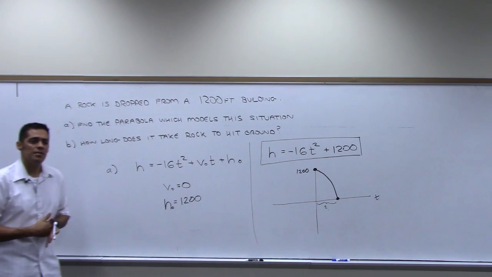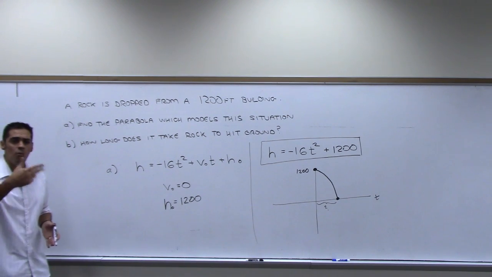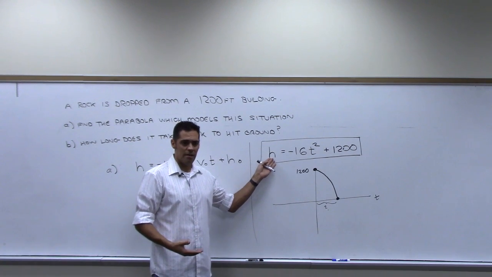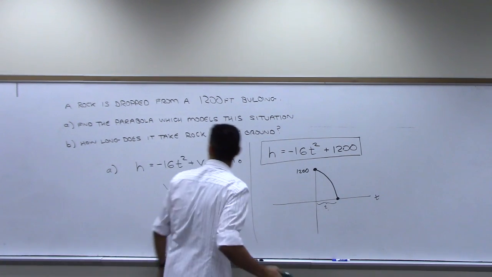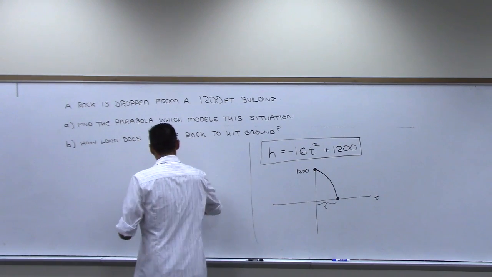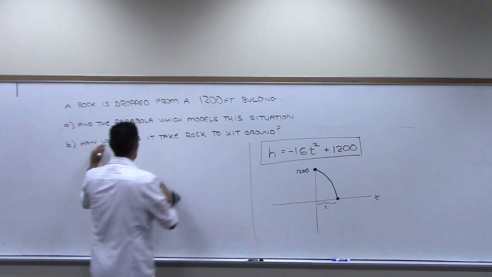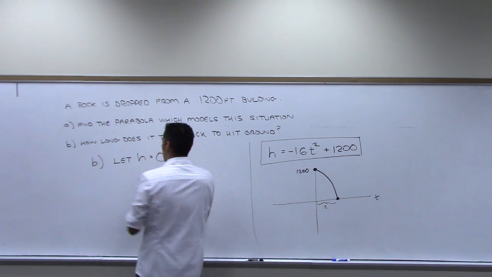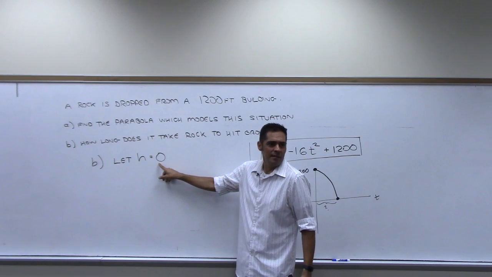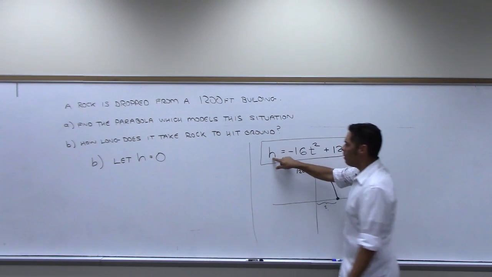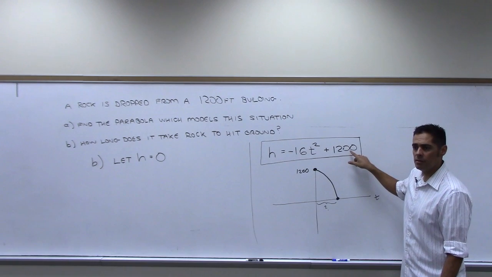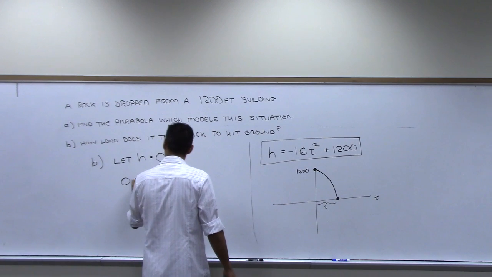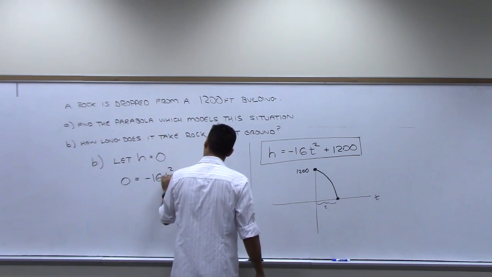How do we find the x-intercept? We set y equal to 0, right? But in here we don't have y. We have h instead, right? So for part B, how long does it take to hit the ground? Okay, let h be 0. When h is 0, I'm on the ground, aren't I? That's the height. The height is 0. So I'm going to replace in here 0, and solve this for t. It's 0 equals negative 16 t squared plus 1,200.